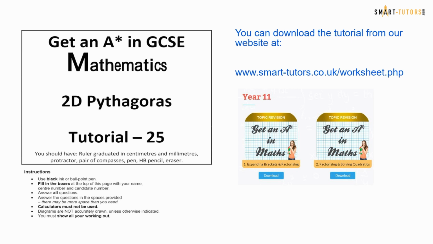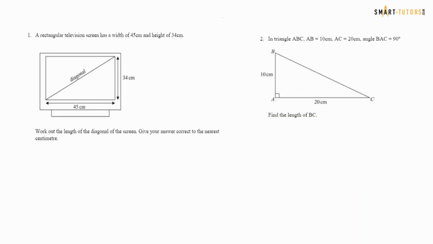Let's look at the exam style questions. First question: a rectangular television screen has a width of 45 cm and a height of 34 cm. Find the diagonal length. So the diagonal is the hypotenuse of the triangle.